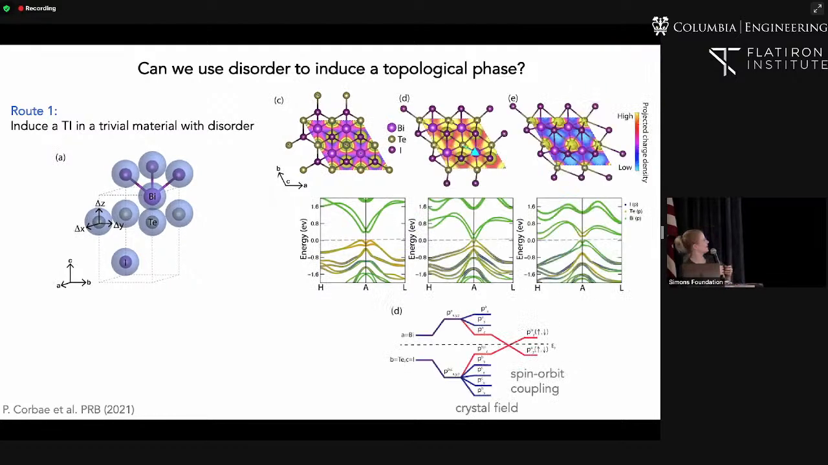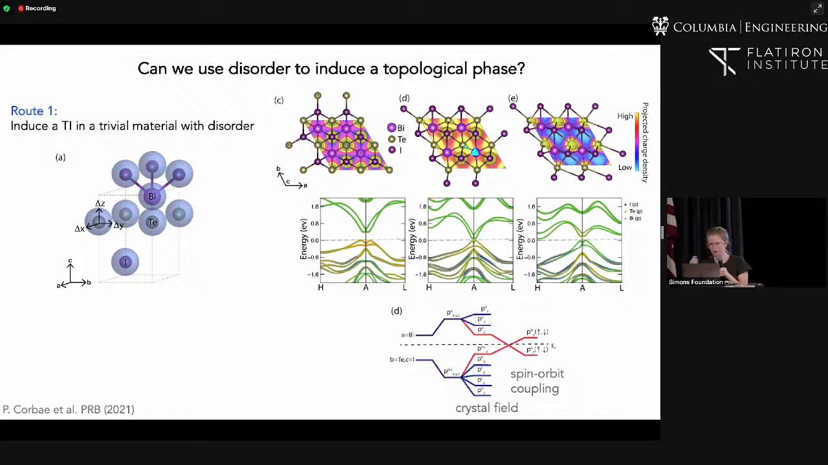But it works. You can see that as you increase the amount of atomic disorder in the system, you get this band gap closing and then the band inversion, and it's a topological insulator. And this is really easily described by looking at the crystal field splitting in the system. Essentially, you get the bismuth p orbitals and the tellurium p orbitals, and as you increase the pz orbital overlap, you get the band inversion. So it's a very simple route to causing the band inversion in this case, through modifying that pz overlap.